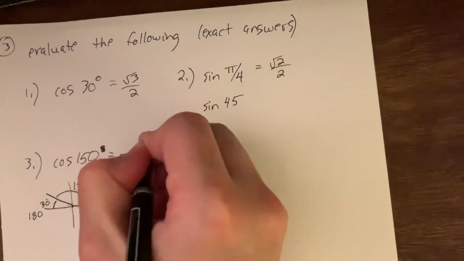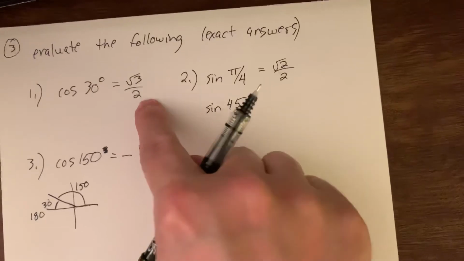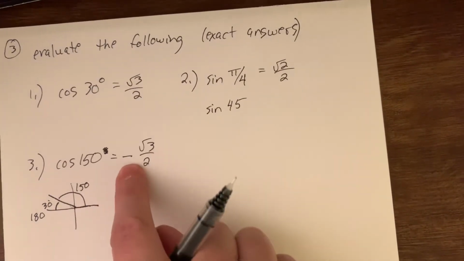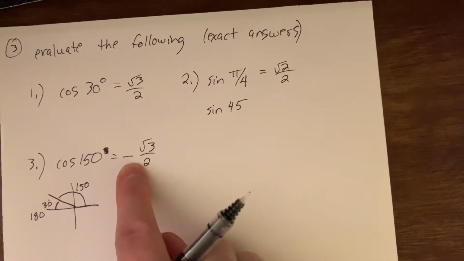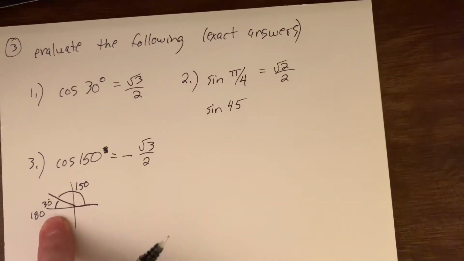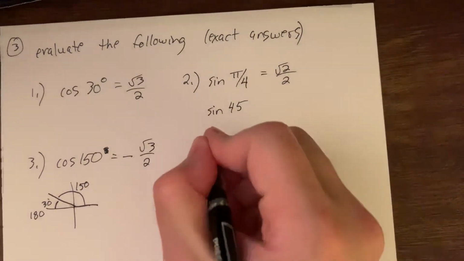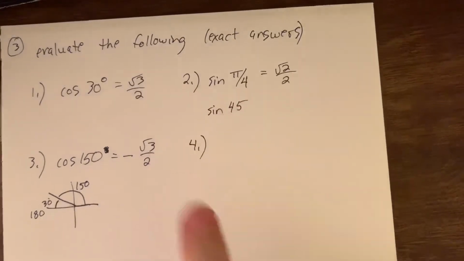So a similar answer to what I had in number 1, but they had the same reference angle, and this one also had a negative as part of its answer because of the second quadrant. Cosine is negative in the second quadrant. Okay, let's keep going. Let's just keep rolling along. We're going to get several of these.